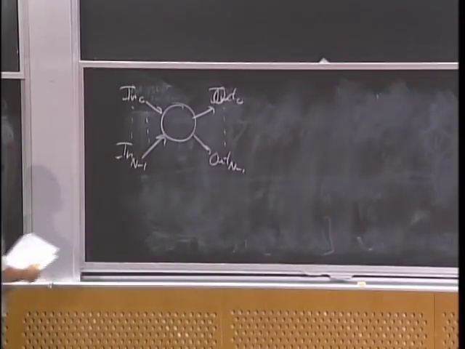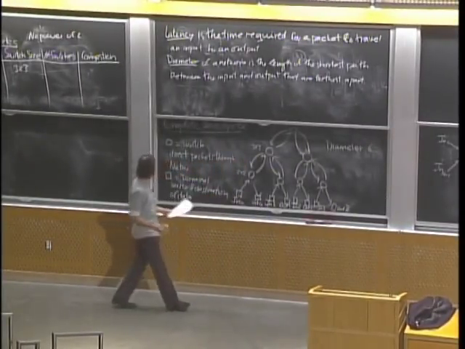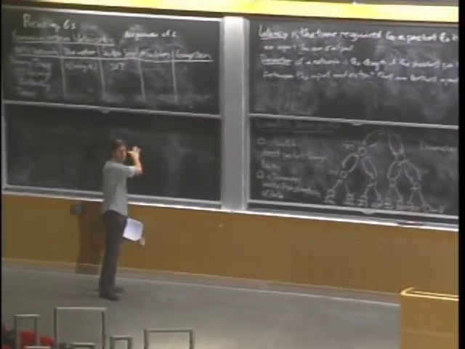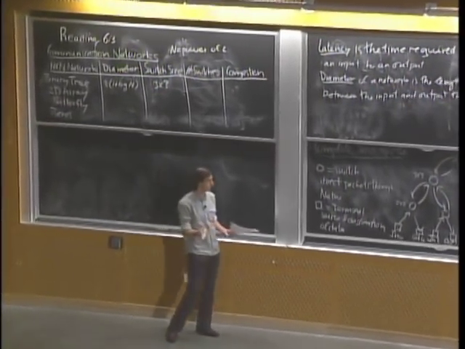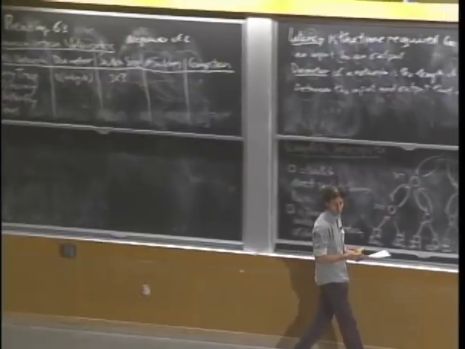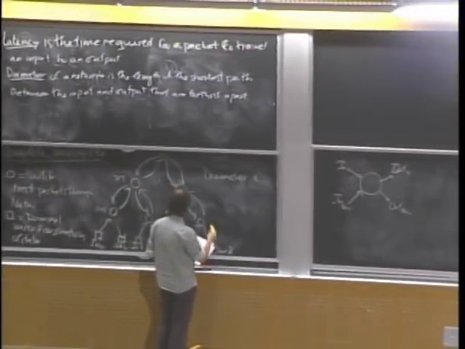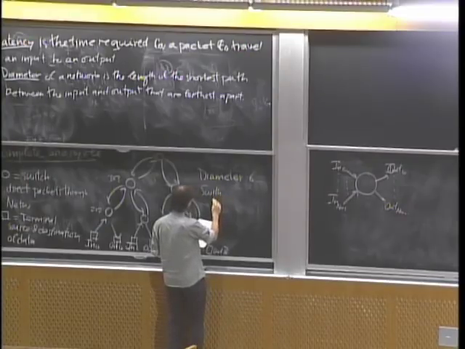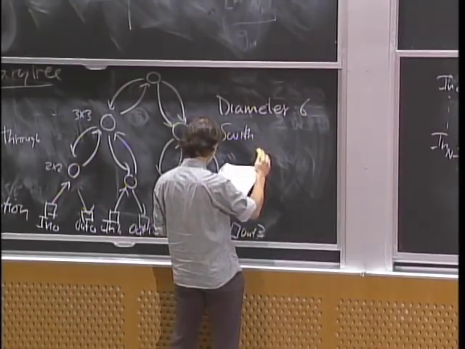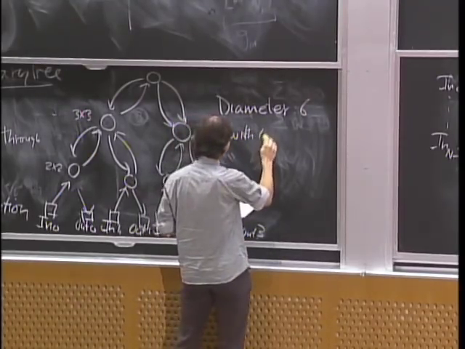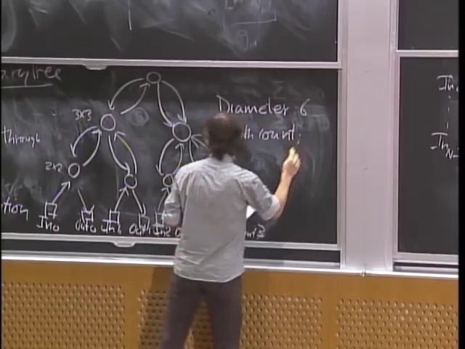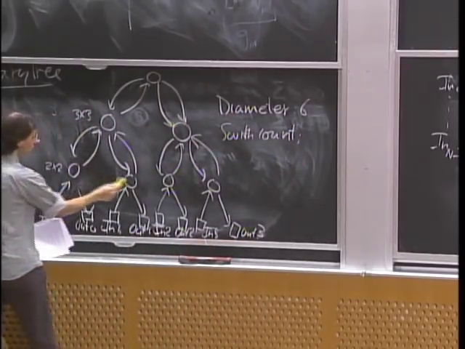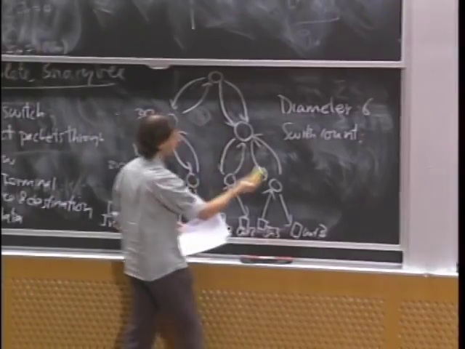That brings us to yet another parameter, because we would like to count the number of smaller switches that we use, and that relates to the cost of the network, the amount of hardware that you need to put into it. So in this example, we have the switch count. Well, it's pretty simple, right? It's 1, 2, 3, 4, 5, 6, 7.